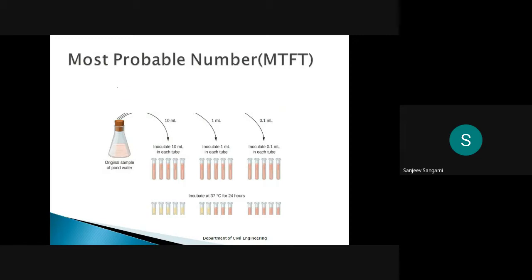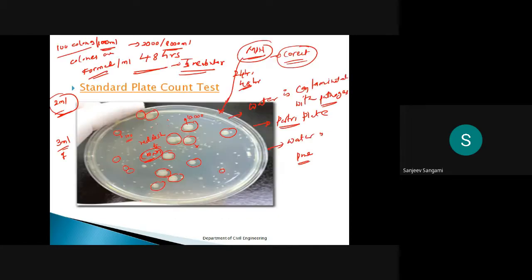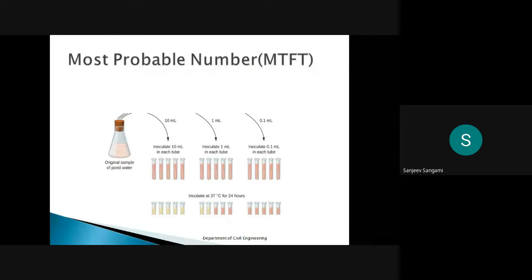The previous one, the standard plate count test, tells you that some bacteria or pathogens are there. But you cannot tell how many bacteria are there. Sometimes even good bacteria will give colonies. But a very accurate method of determination of pathogens is the most probable number.